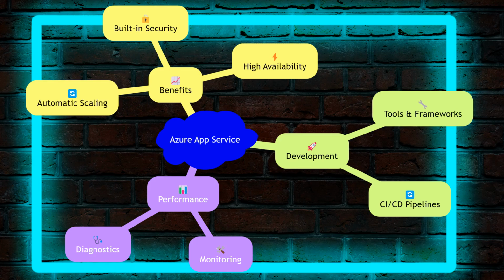Azure App Service offers numerous benefits, such as automatic scaling, high availability, and built-in security features. It supports continuous integration and deployment, CI/CD pipelines, enabling rapid development cycles. Additionally, it provides a range of development tools and frameworks, making it easier for developers to build and deploy applications. The service also includes monitoring and diagnostics capabilities, ensuring optimal performance and reliability.